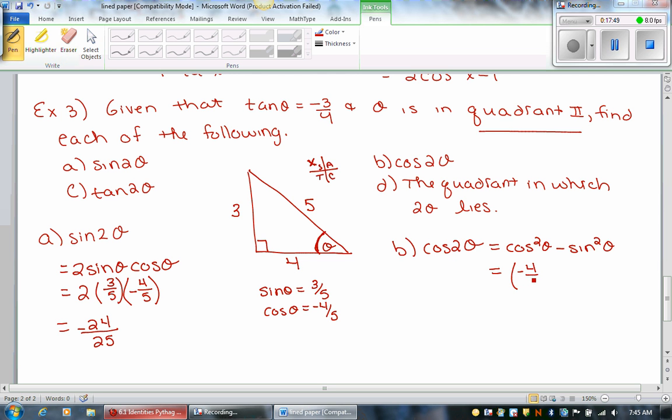Cosine we know to be negative 4/5, and we do need to square it, minus 3/5 squared. When we square this fraction, negative 4/5 times negative 4/5, we get 16 25ths minus 9 25ths. And when we subtract these, we get 7 25ths.